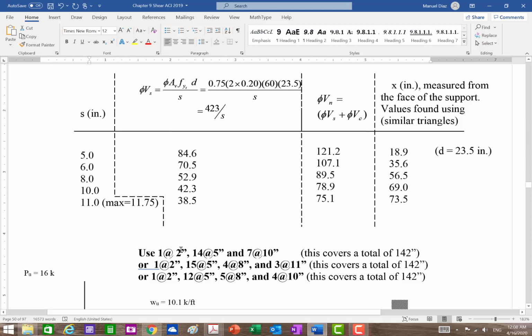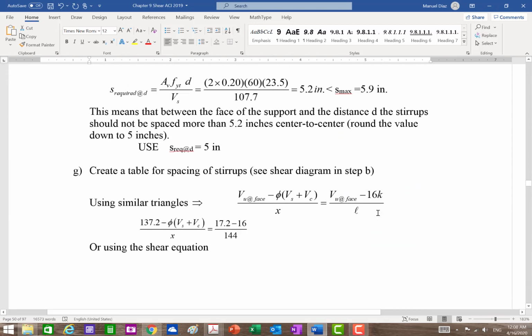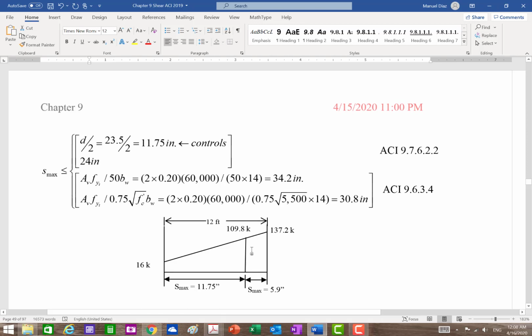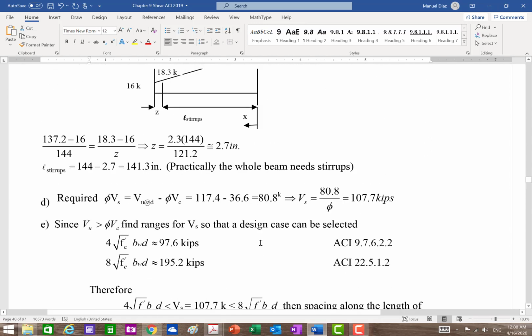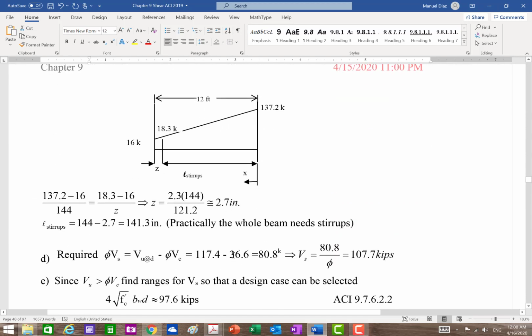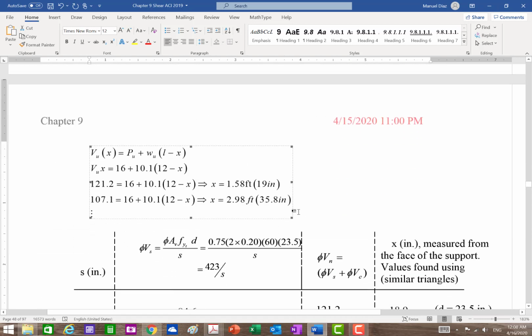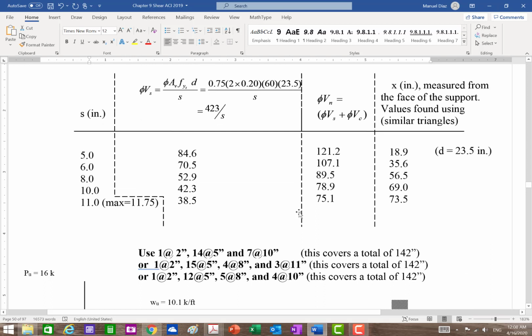So I do 1 and 2, 14 and 5, right? And then the 7 and 10, and that covered a distance of 142. And I needed to cover for my stirrups, right? We said almost to the end of the beam, right? That's what we said. L stirrups is practically the whole beam. Oh, but the whole beam is 144. So then I should go all the way to 144, right? No.